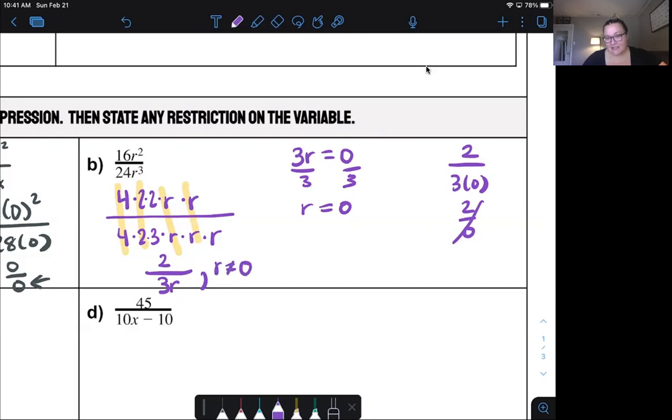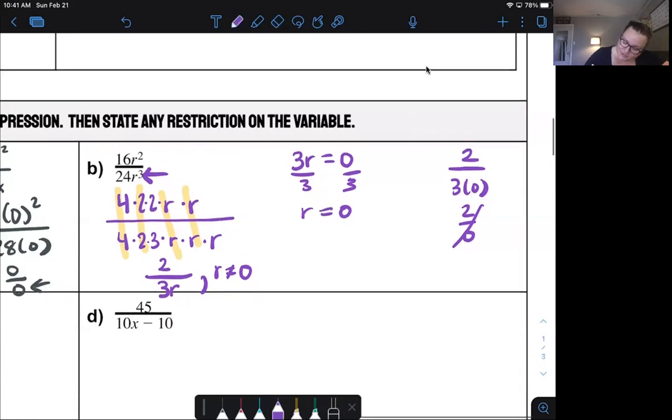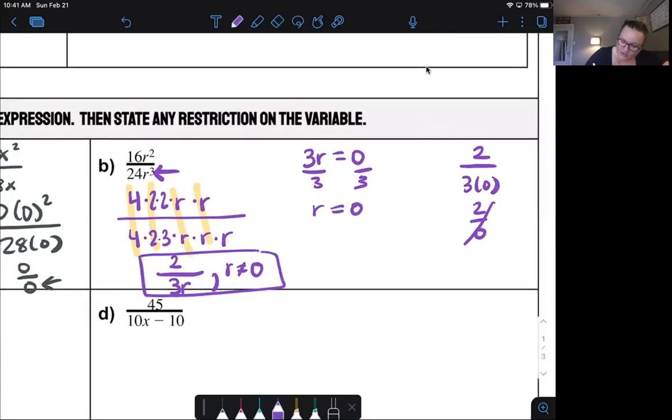And what's nice about that is it's the same restriction as the original expression that we started with. Because if you plug in 0 for r, you have 16 times 0 squared over 24 times 0 cubed. 0 cubed is 0, and 0 times 24 is 0. So we'd end up with 0 over 0, which isn't allowed. So our answer is 2 over 3r, and r cannot be 0.